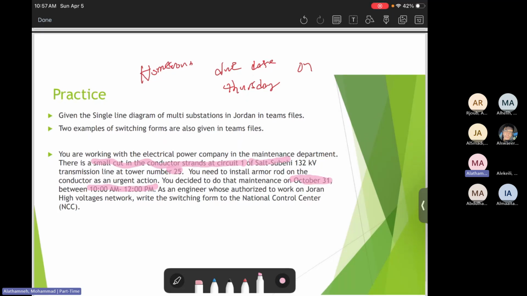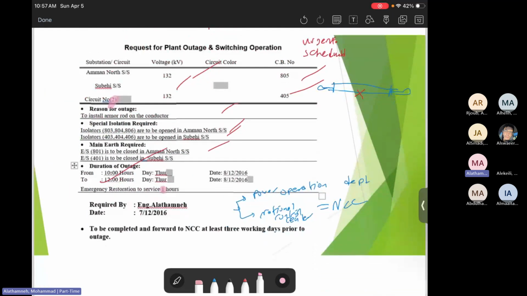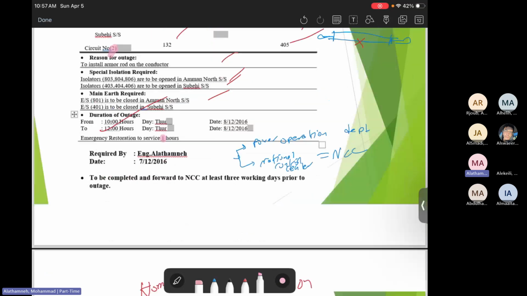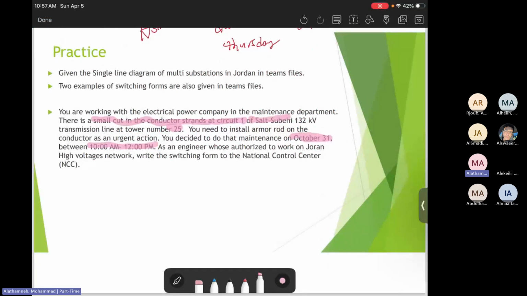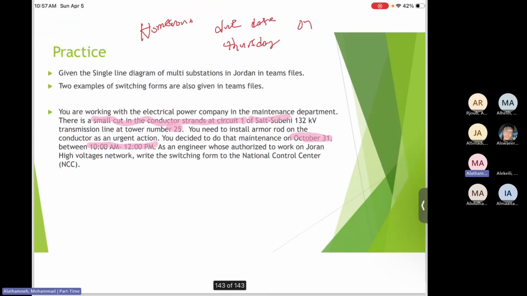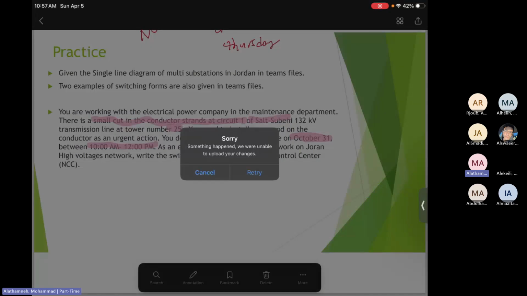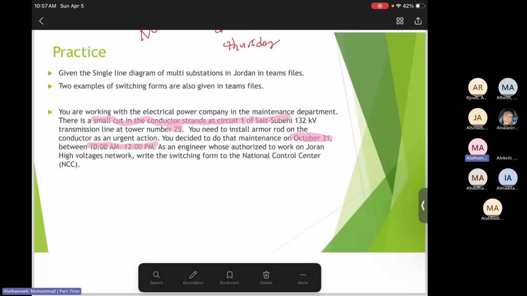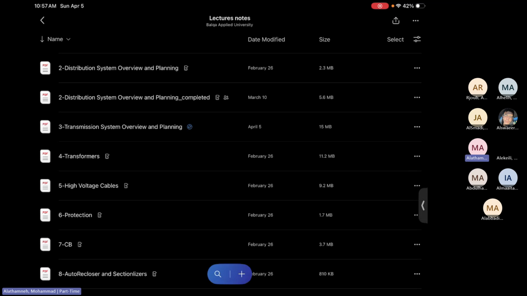Working on the Salt Sbehi, yes, Salt Sbehi. So just make sure to write Salt Sbehi. Then you need to choose the corresponding values of the circuit breakers and the isolators. By the way, here we are done with this chapter, but this is homework. You can submit it on Microsoft, in the e-learning as we used to do.